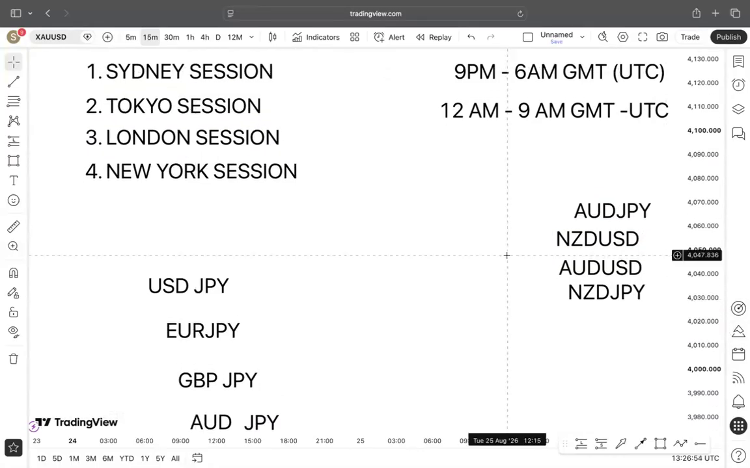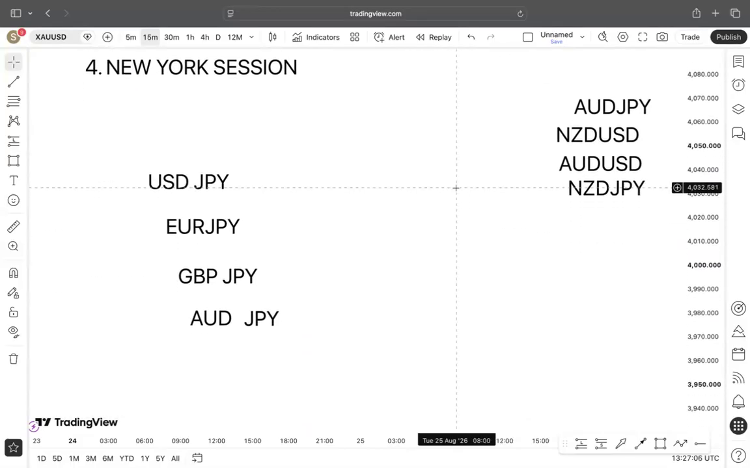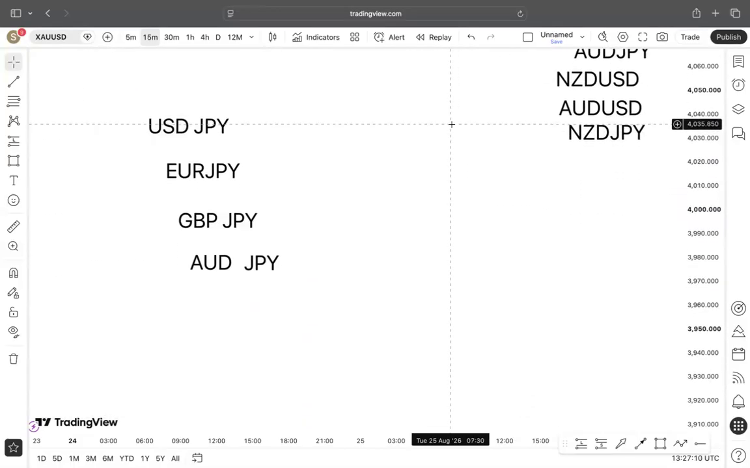All right. And like I said, trading activity is generally moderate during this session. And then the Tokyo session overlaps the Sydney session for 6 hours. Okay. The next session is the London session. Take note of these sessions.